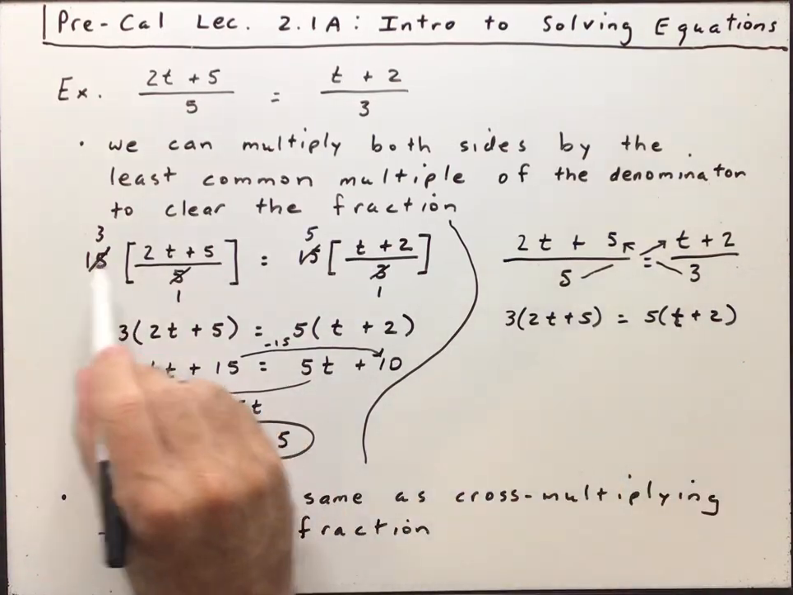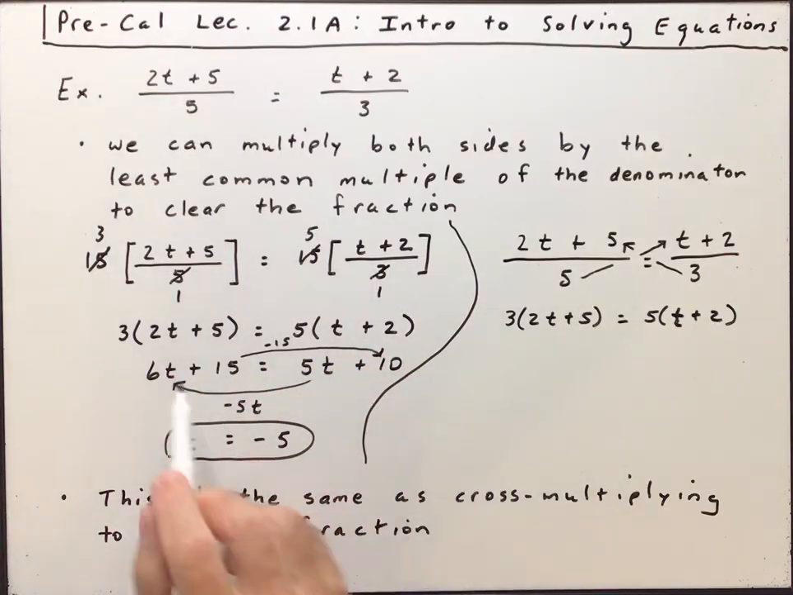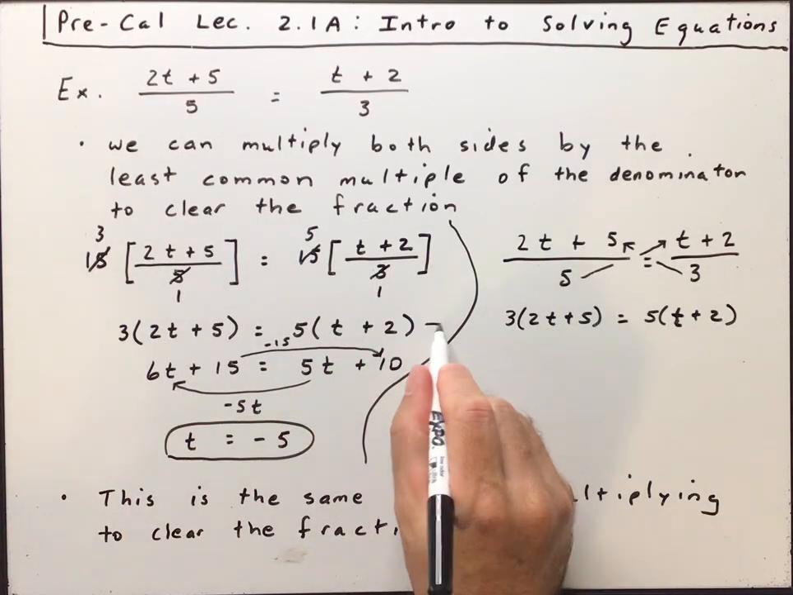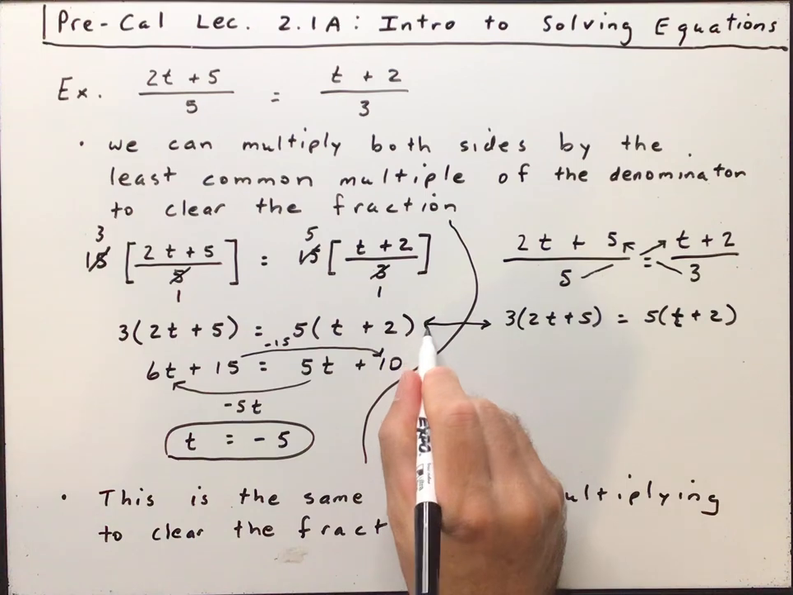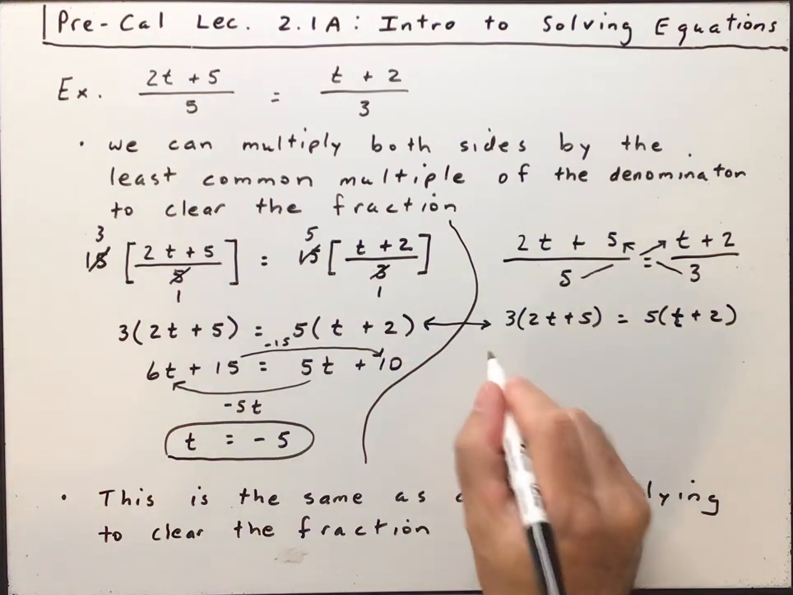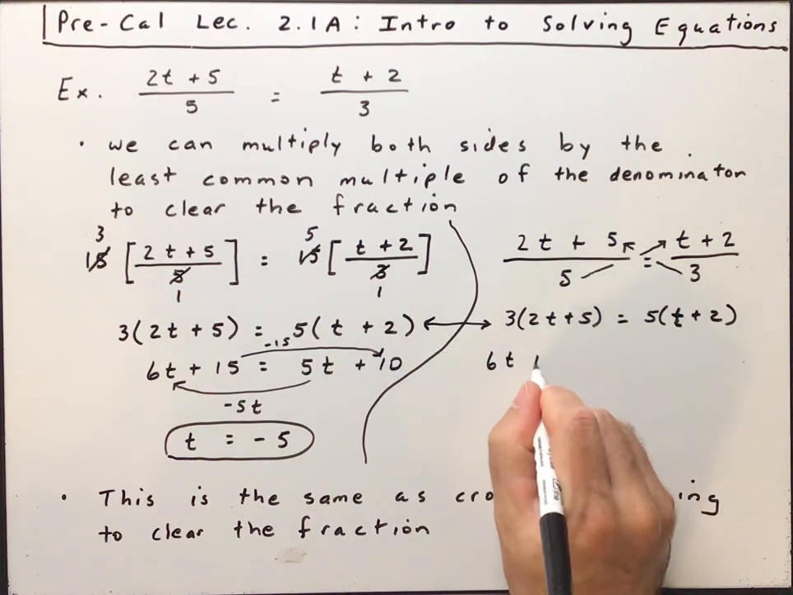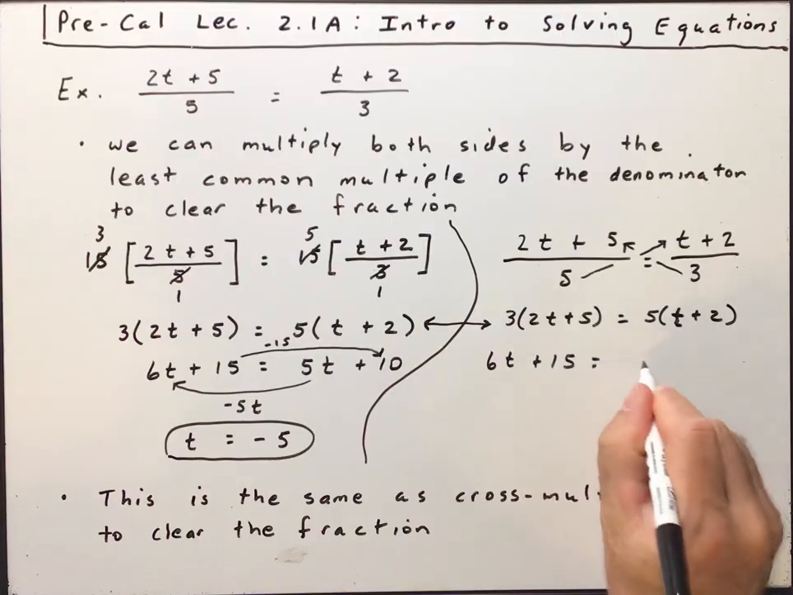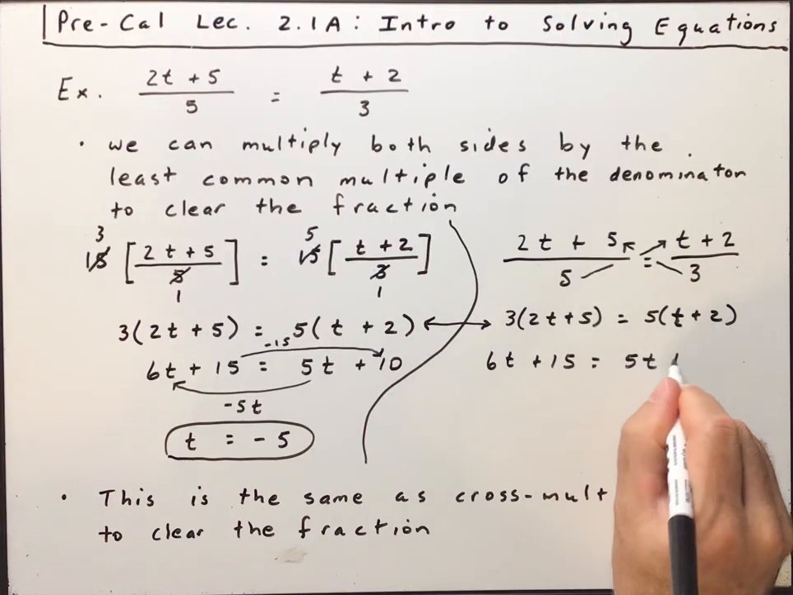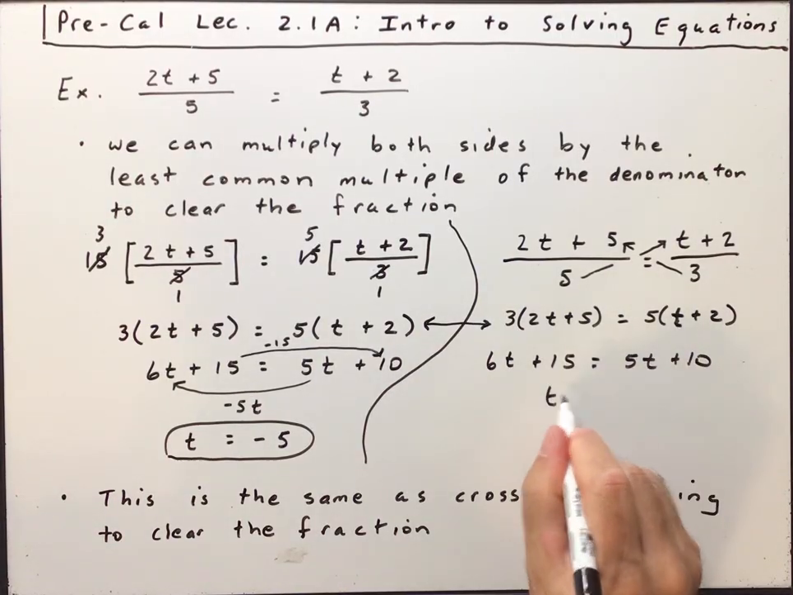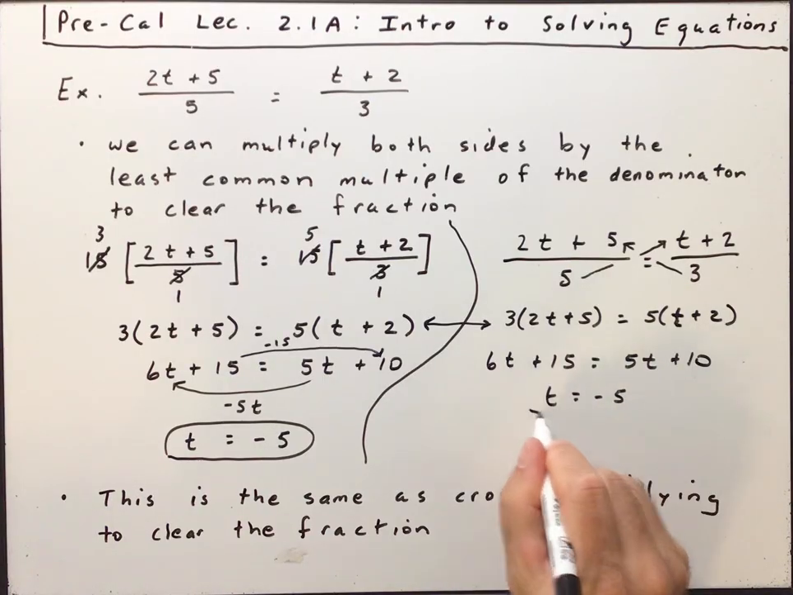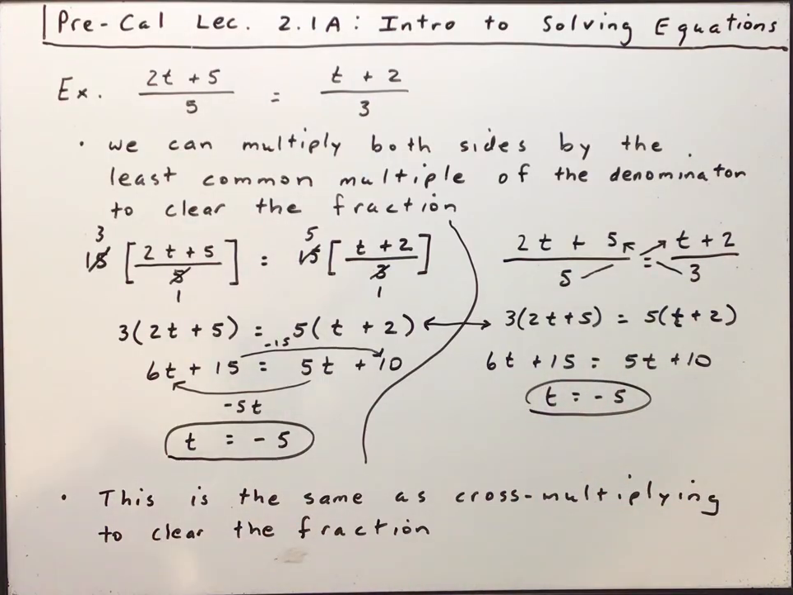So I skipped this whole step just by cross multiplying. I get the exact same thing. So you would have, again, 6t plus 15 is equal to 5t plus 10. So t is equal to negative 5. All right, so cross multiplying works best when you have a singular fraction on each side.